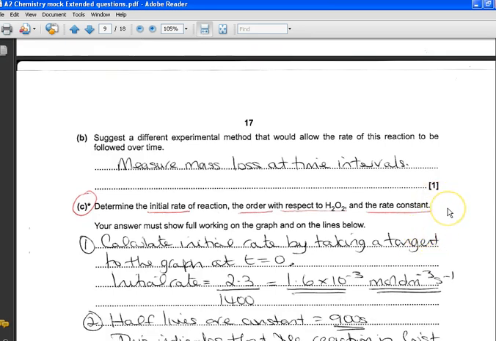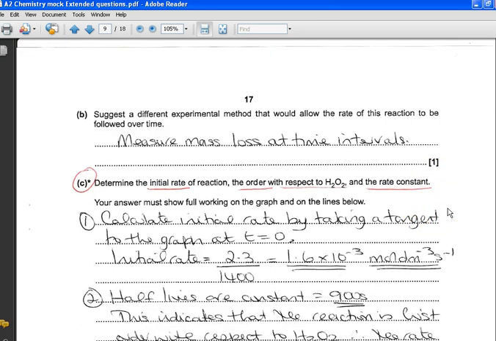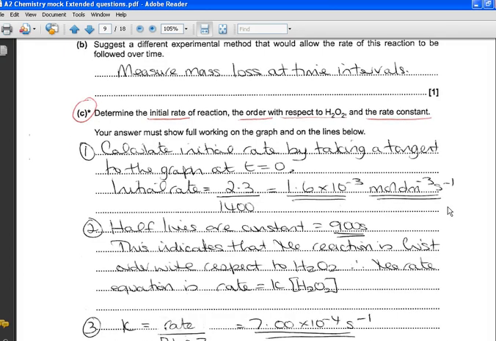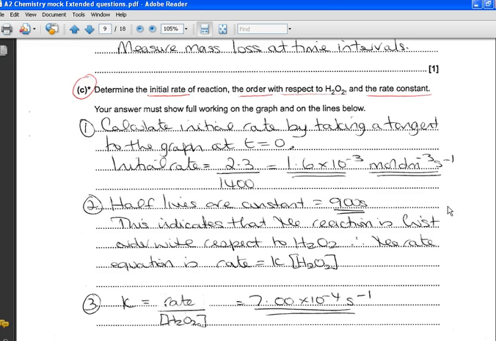And then a different method would be, obviously, because you're producing a gas, you could actually measure mass loss over time. And then we come to one of the questions that's got the asterisk or the star against it, which means the marking system is slightly different. You're asked for overall a level: is it a level 3 answer, level 2, or level 1 answer? It does say what you have to calculate: initial rate, order, and the rate constant, and you must show full working on the graph and on the lines below. So be methodical when you answer these questions.